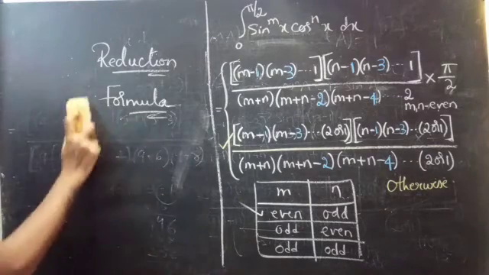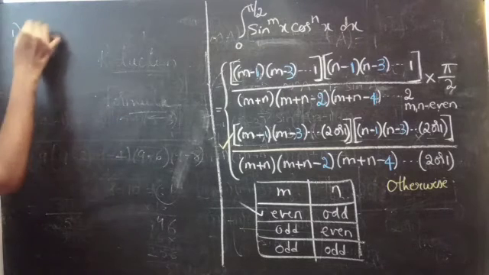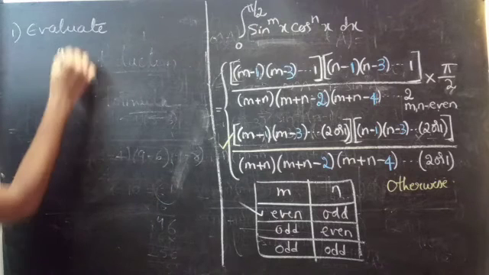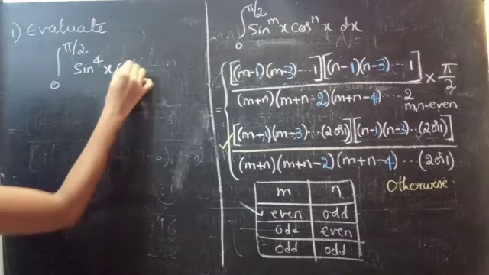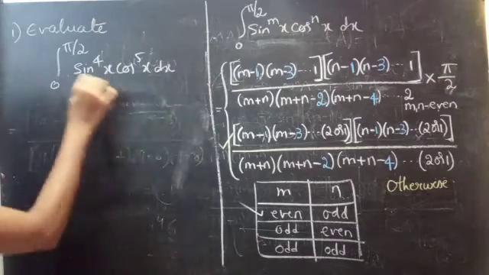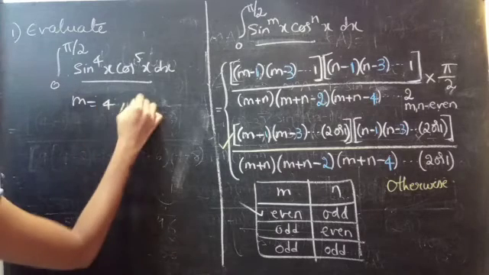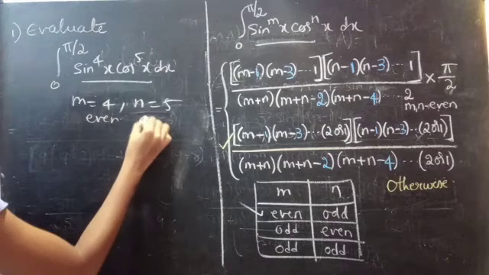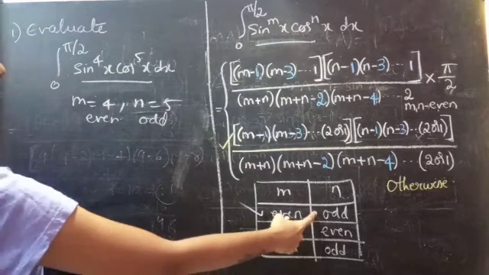First one, evaluate integral 0 to pi by 2 of sine power 4x cos power 5x into dx. If you compare this to the actual formula, you'll get m equals 4 and n equals 5. M equals 4 is even, and n equals 5 is odd. So you'll use the formula for m even and n odd.